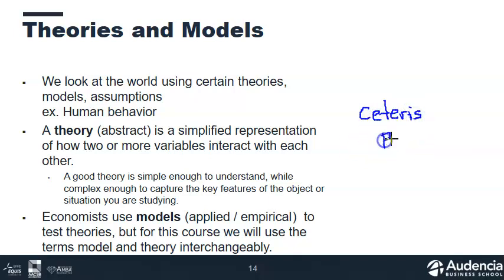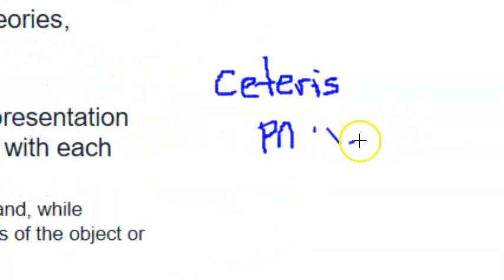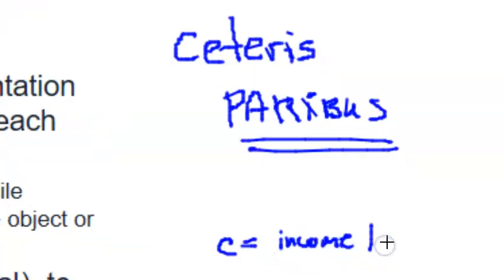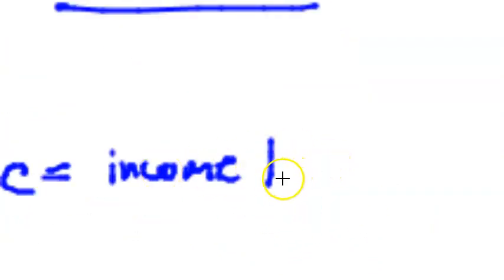Ceteris paribus is the assumption that all things other than the variables we're studying remain constant. So if I want to know, for example, how does consumption change as my income changes? As my income goes up, will my consumption change or not?